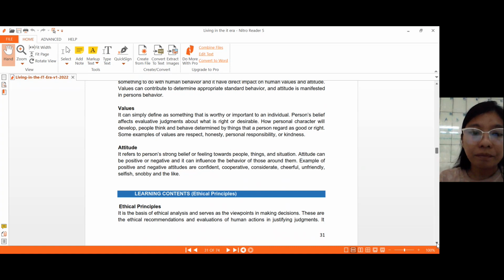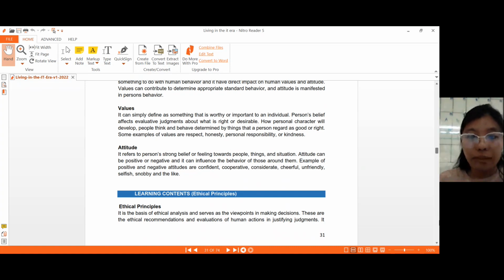Examples of positive and negative attitudes are confident, or confidence, sapat noon ito, cooperation, consideration, yung pagiging cheerful, o yan, unfriendly, friendly, o syempre ang attitude both positive and negative. Those first mentioned attitudes dito ay positive kasi confident siya, cooperative siya, considerate siya, and cheerful siya. Apat pala. May unfriendly rin, may selfish, may snobby, and the like. So attitude can be both positive and negative. Okay, so I hope these three are clear: ethics, values, and attitude.